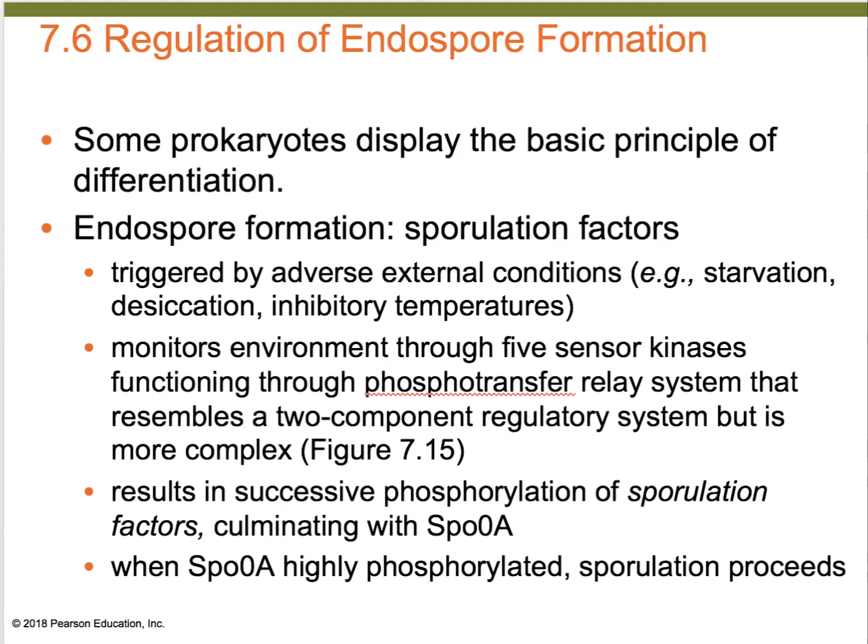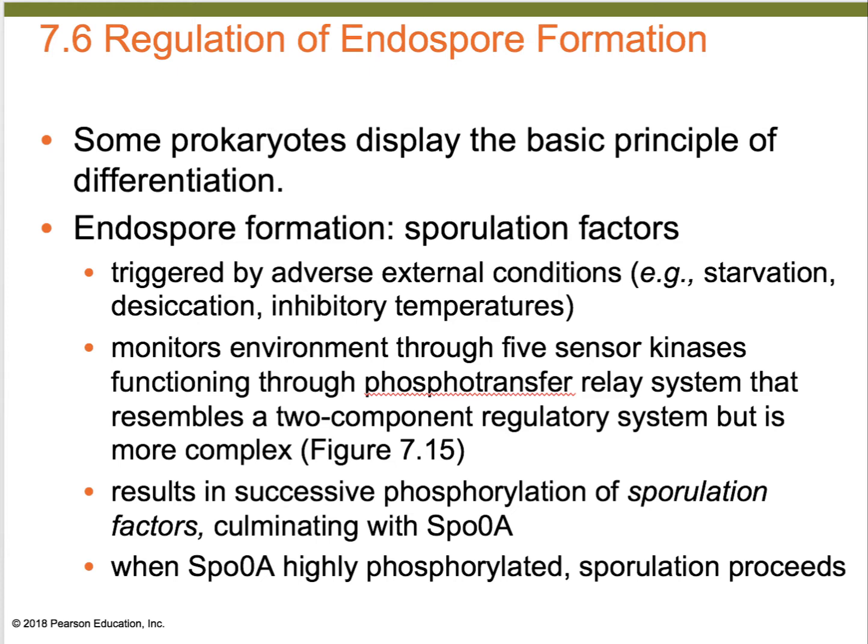The system that endospore-forming bacteria have in order to induce sporulation, or the process of forming a spore, is a more complex relay system. It's a lot like a two-component regulatory system or a signal transduction cascade. It's just more complex than a sensor kinase activating a regulator. And again, that's because the cell has to really determine that this is an important thing for it to do.